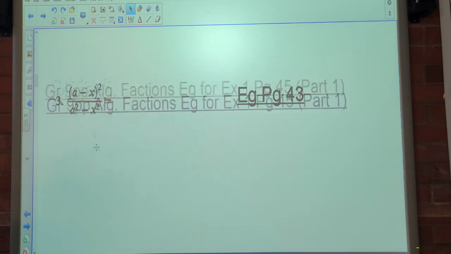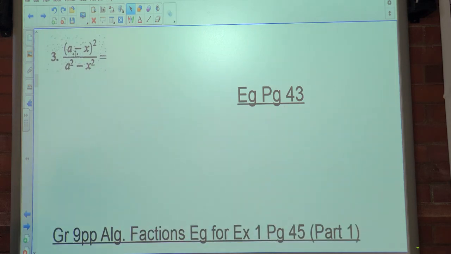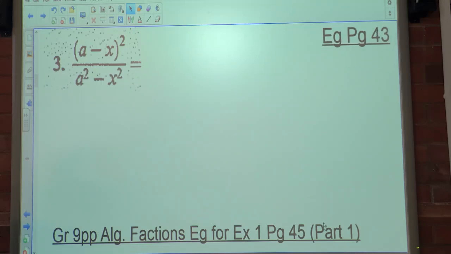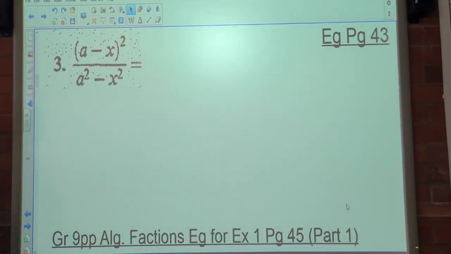Alright. People, number 3. What did the rule tell us? What must we do? Factorize first. Not so. Now we look at number 3. Write this down. In brackets, in the numerator, you have (a minus x) all squared over a squared minus x squared.